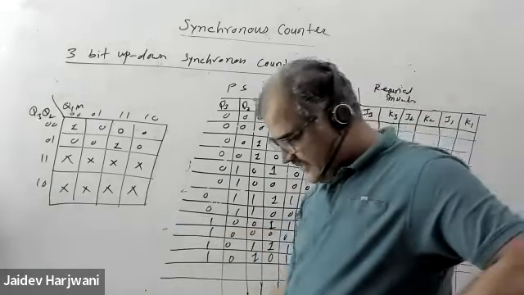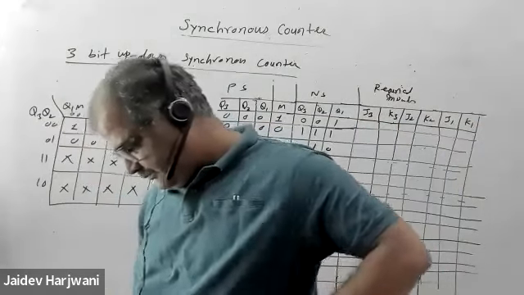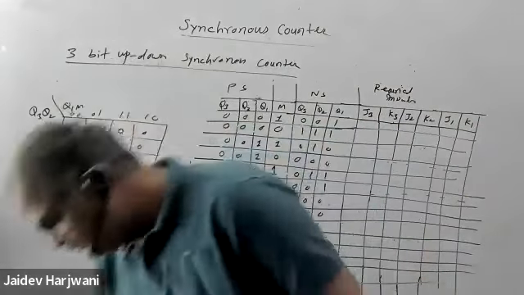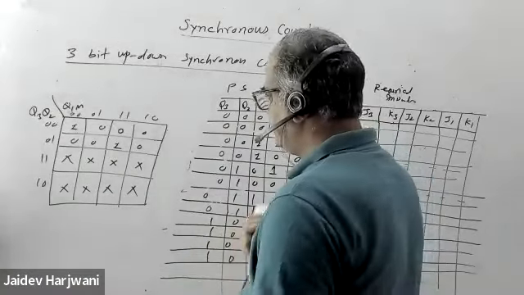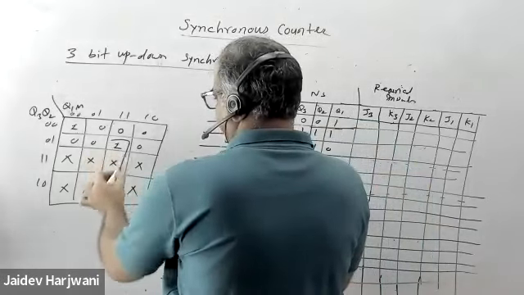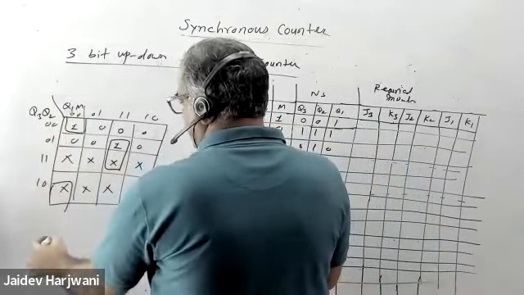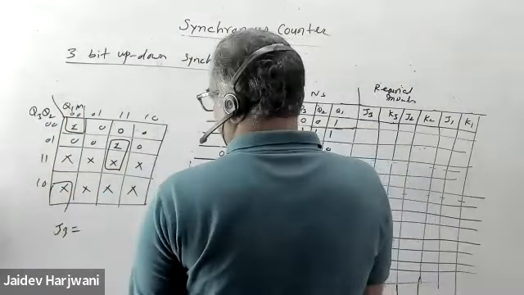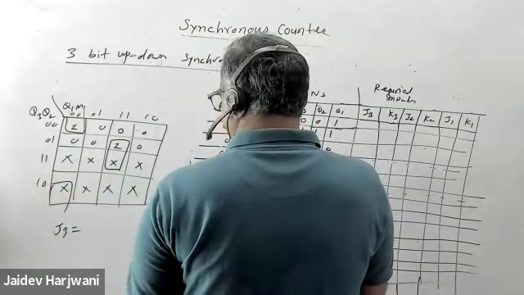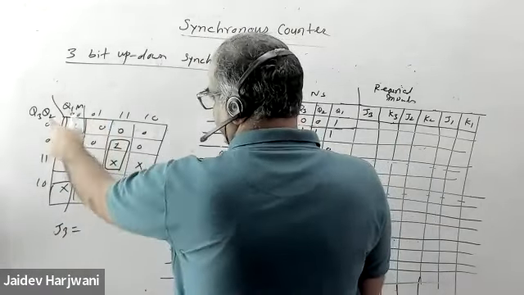Means that the K map is correct. So we have two ones here. This is one here, and this is the remaining one here. So my J3 value will be, okay, a two variable map, one pair. So one variable will be eliminated.